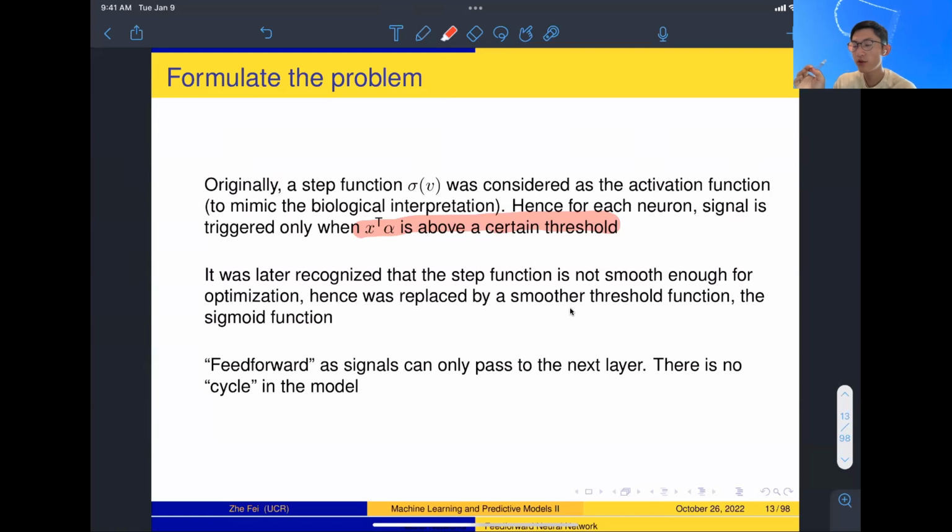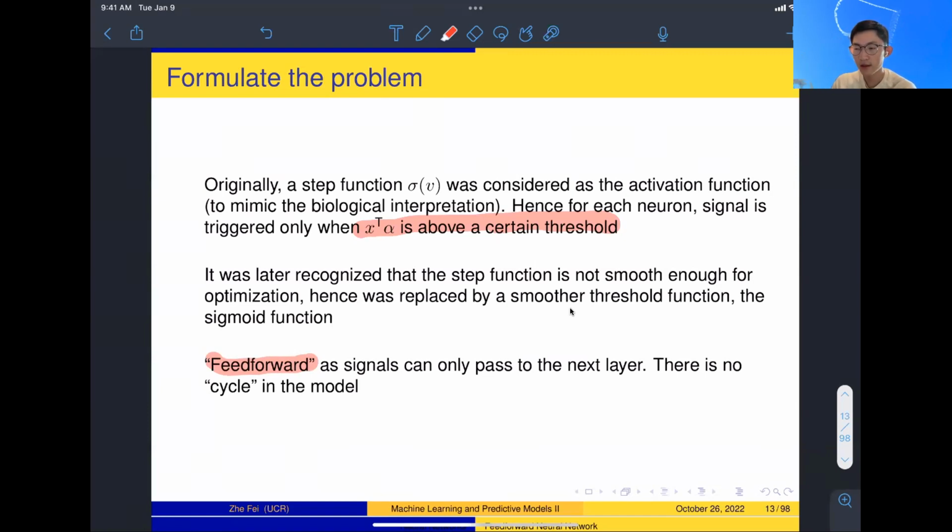Essentially, the information or the neuron is activated only if your X transpose alpha is above threshold, right? So next we want to briefly mention, we call this kind of neural network a feed-forward neural network.